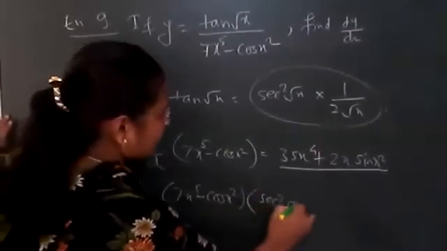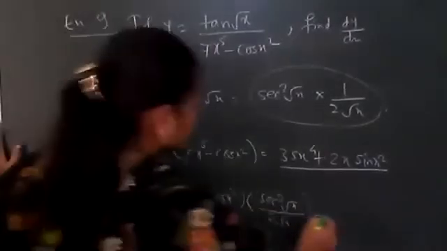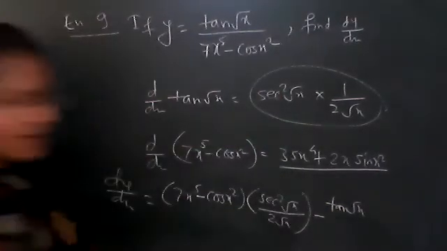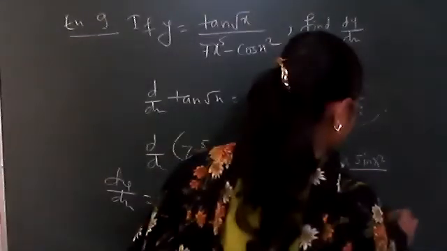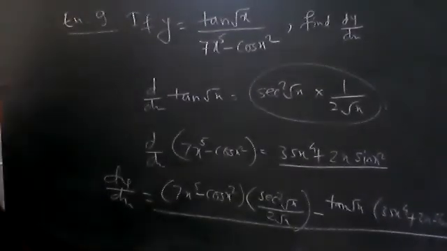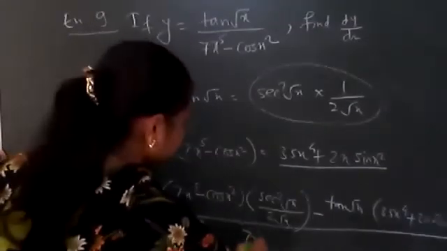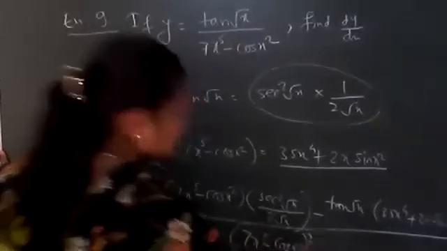Sec square root x, the whole thing divided by 2 root x, minus first function constant, tan of root x, into derivative of second function, that is 35x raised to 4 plus 2x sine of x square, the whole thing divided by what will be there now? 7x raised to 5 minus cos of x square, its square.